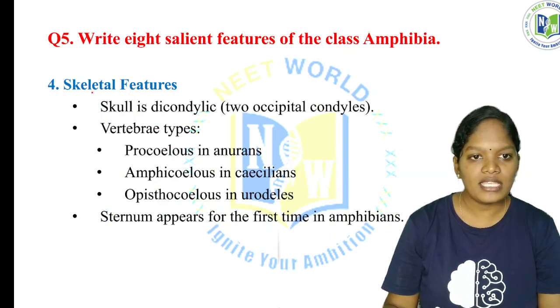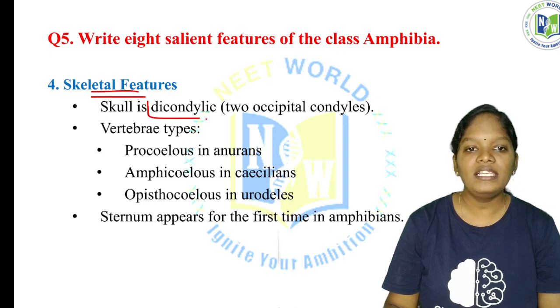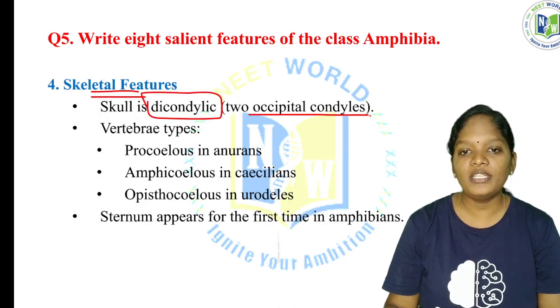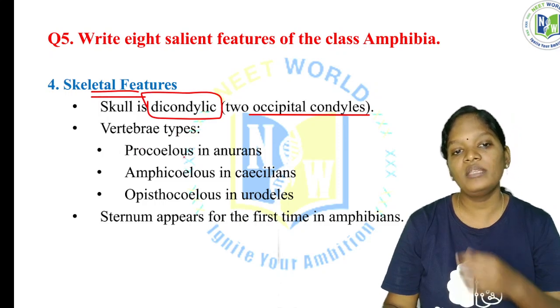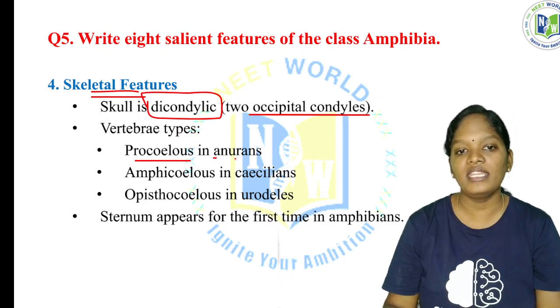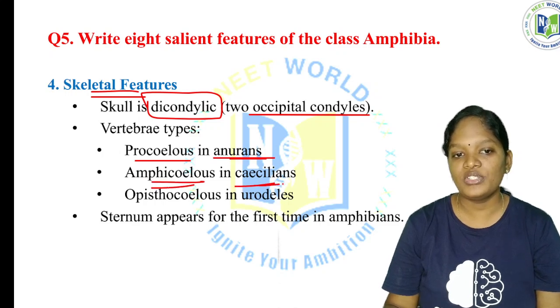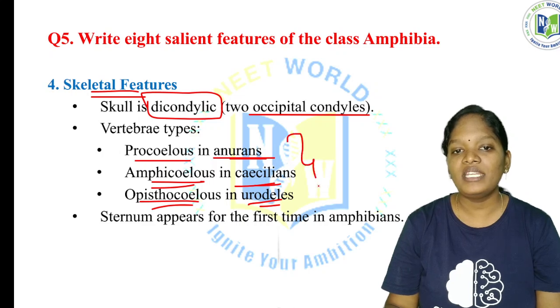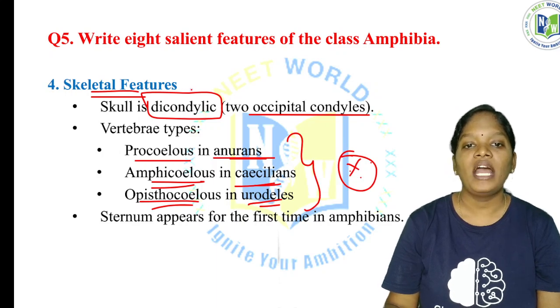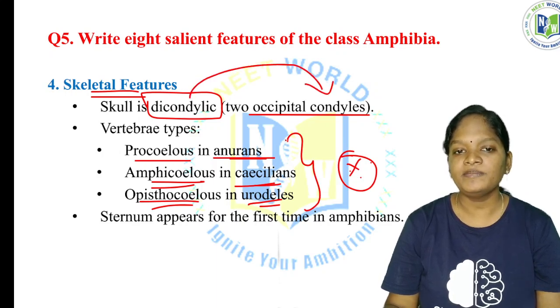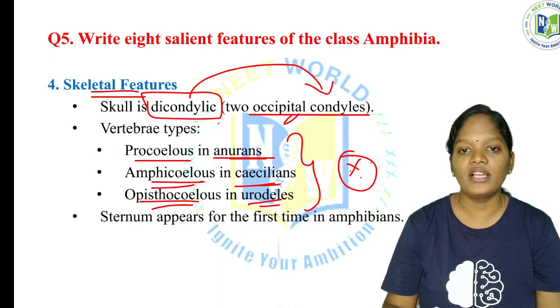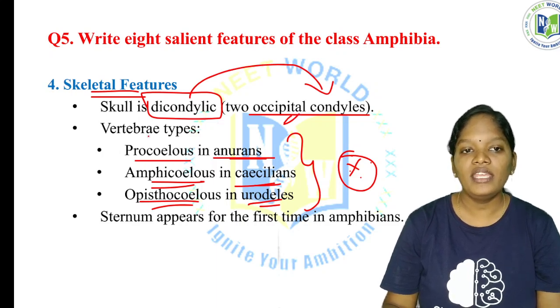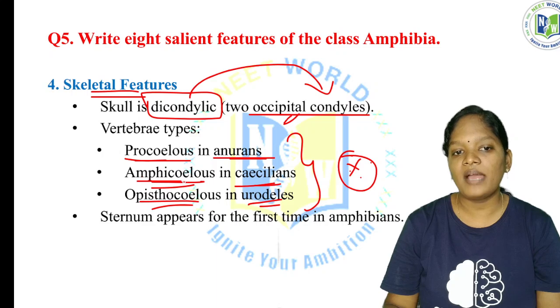And what are the skeletal features here? The skull is dicondylic, which means 2 occipital condyles. Vertebrae types: procoelous in anurans, amphicoelous in caecilians, opisthocoelous in urodeles. Very, very important. The skull is dicondylic, which is nothing but 2 occipital condyles. The vertebrae will be procoelous, amphicoelous and opisthocoelous in these animals.